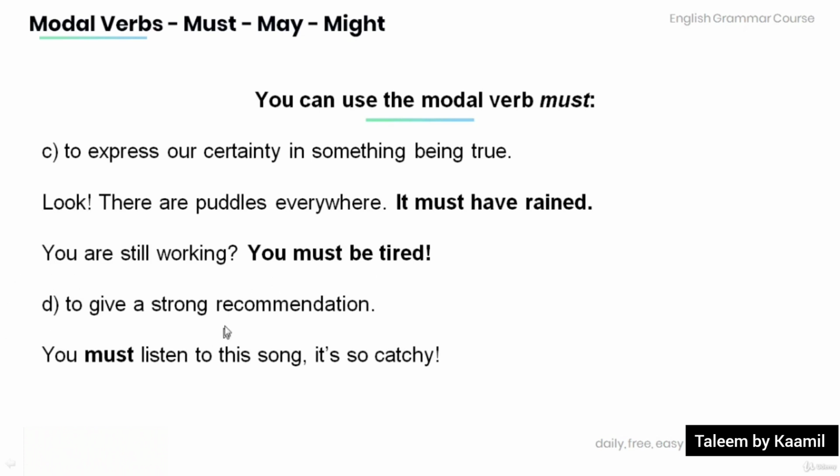D, to give a strong recommendation. You must listen to the song. It's so catchy. Strong recommendation.